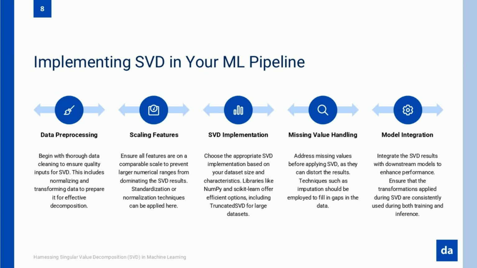U, S, VT = np.linalg.svd(X). This gives you the complete decomposition with U containing the left singular vectors, S containing the singular values, and VT containing the right singular vectors. But simplicity doesn't always mean optimal performance.